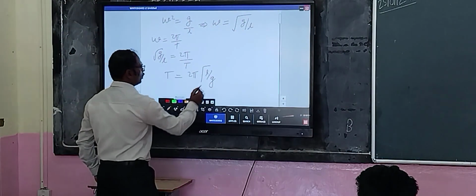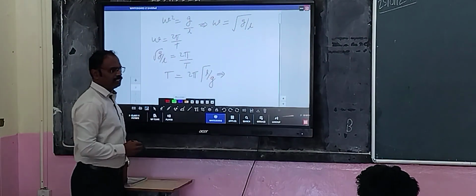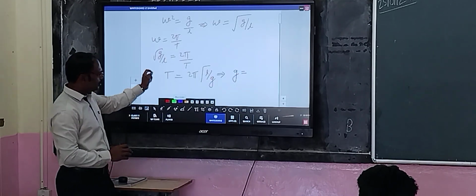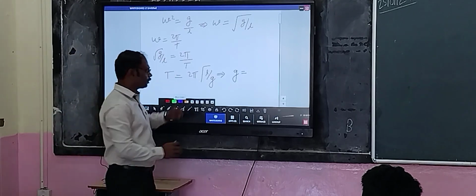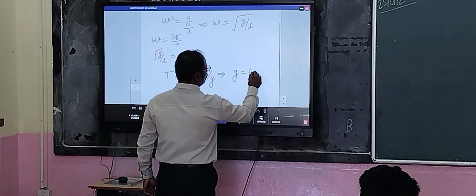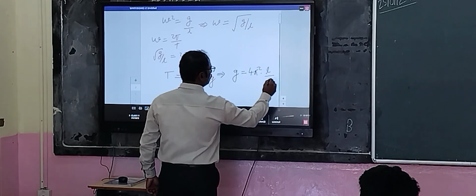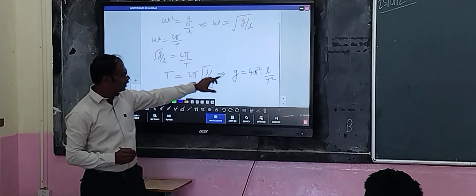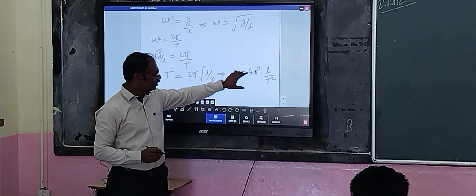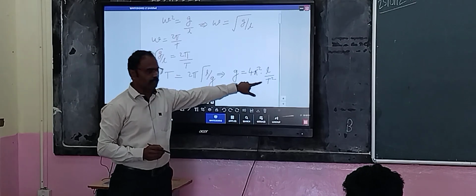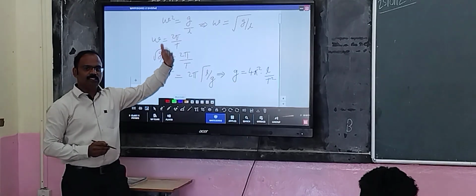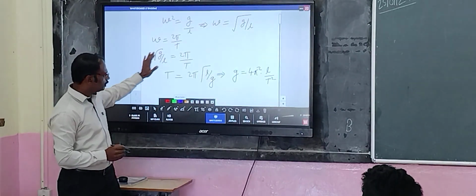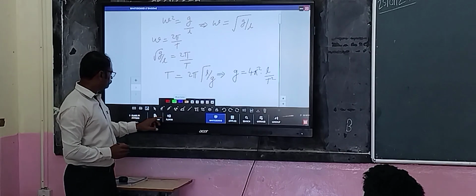From this expression, we can also write the expression for gravity. We have to square both sides. Then g is equal to 4 pi square into L by T square. Since gravity is a constant, the length is proportional to T square, which means that when the length of the pendulum varies, T also will vary. These are things you have to remember.